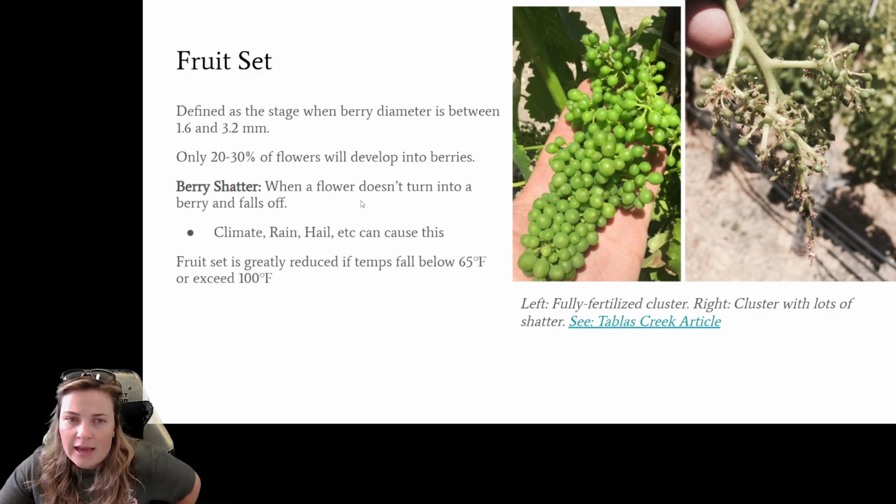There is such a thing as berry shatter. This is when a flower doesn't turn into a berry and falls off. So you can see in this right image how sad this looks, right? So a lot of the berries have fallen off, right? And this could be due to your climate, rain, hail, extreme weather can cause the flowers to become damaged and just fall off, right? Also, if you are experiencing extreme cold or heat swings in your area, you'll have a really hard time setting fruit too, because temperature is a big part of the success.